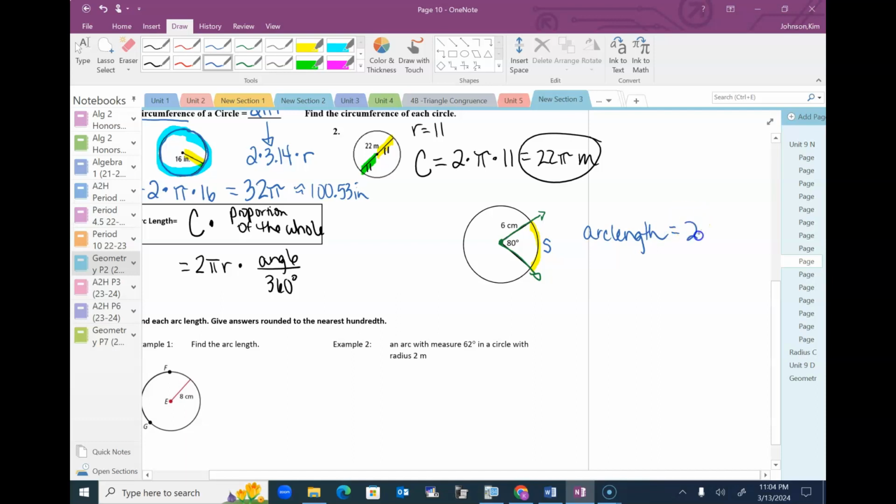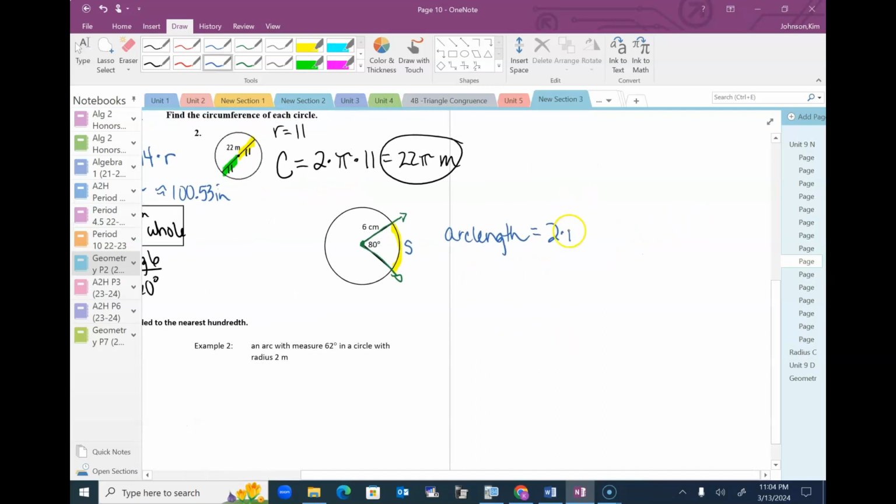So our arc length, S, is equal to 2 times pi times 6 times 80 divided by 360. That 80 over 360 is the proportion of the whole. This part is my circumference. This part is the proportion of the whole. Now I'm going to clean this up a little bit. I have 12 pi multiplied by 80 over 360. The zeros can divide out, and the 8 and 36 both divide by 4, so I'm getting 2 over 9 for this.